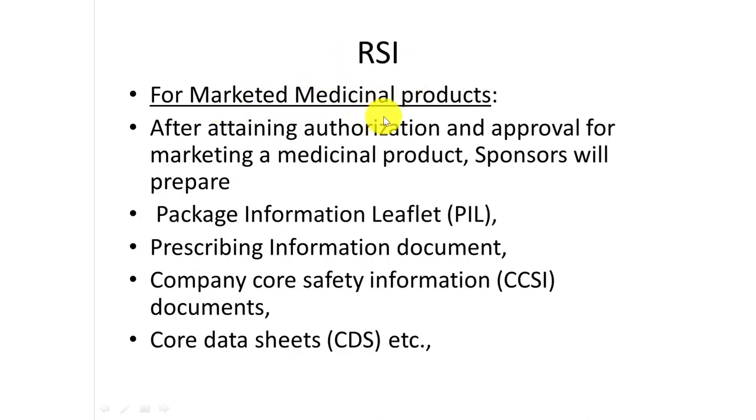Then in continuation, the marketed products. The way we have seen that the RSI for clinical trial or developmental drugs is the IB, while for marketed medicinal products, the generally used RSIs are the package information leaflet, called PIL, then the prescribing information document, USPI, in the US it's called the US prescribing information, or package insert, then the company core data sheet, CCDS, then the core data sheet. So these are examples of the RSI.